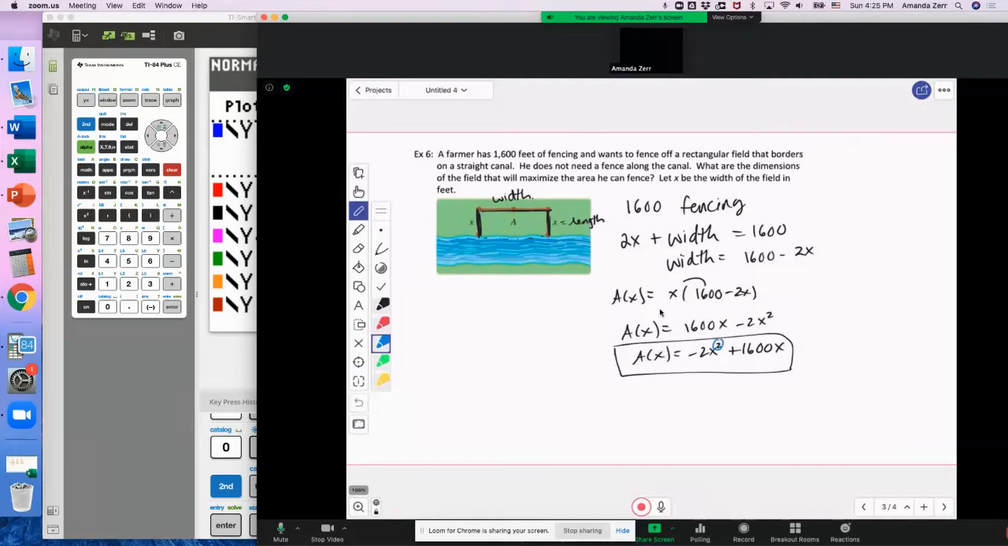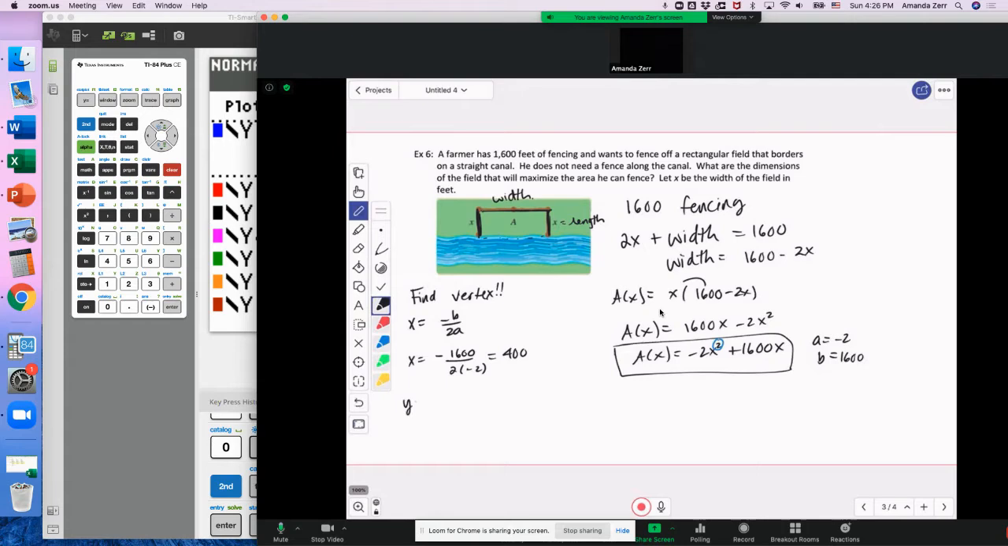This is a quadratic. That is asking me to find the vertex. Okay, so vertex is given by negative b over 2a. All right, and writing it in descending order helps us see that the coefficient of x squared is our a, so negative 2, and the coefficient of x is our b, so that's 1,600. So we get the opposite of b, so negative 1,600 over 2 times negative 2, which gives us an x value of 400.